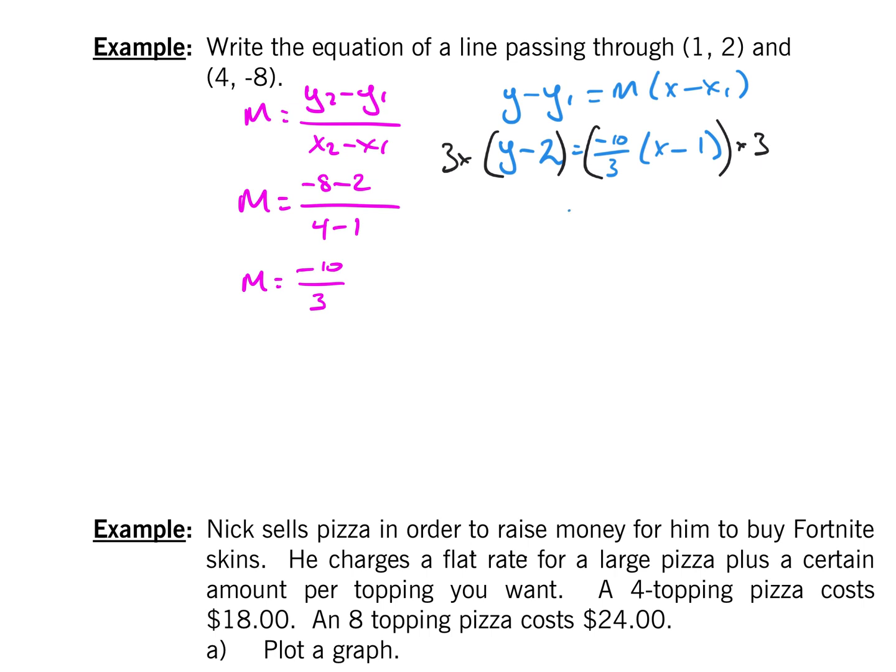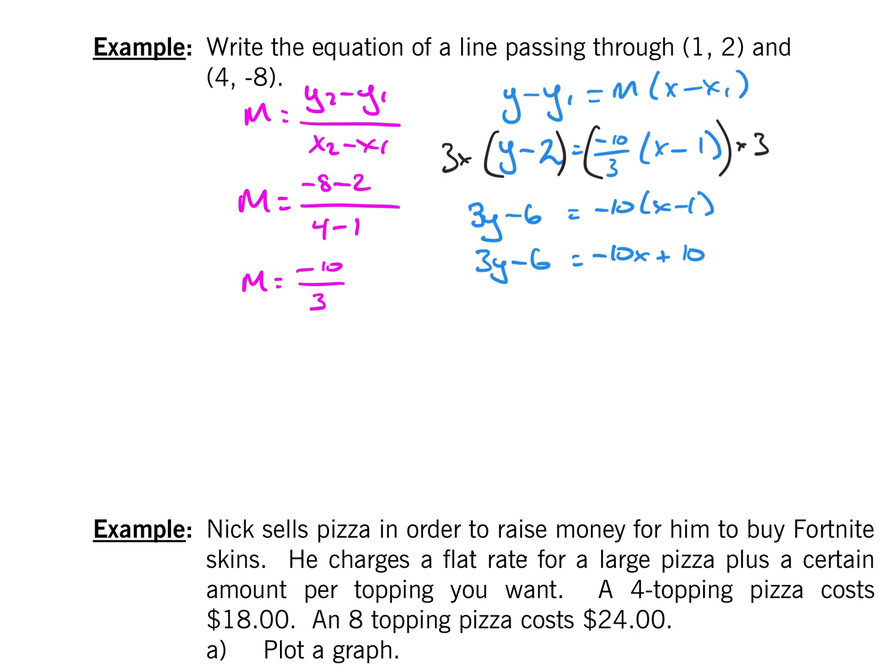And on the left side, that's going to give us 3 times y, which is 3y. 3 times negative 2, which is minus 6. On the right side, the 3's will cancel out, leaving us with negative 10 times x minus 1. We're going to have to simplify that on the next line. Negative 10 times x minus 1 is negative 10x plus negative 10 times negative 1 is positive 10.